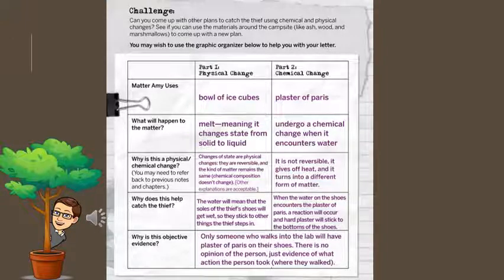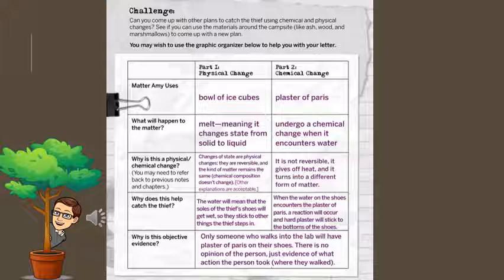So we know the physical change Amy used was a bowl of ice cubes to create the water puddles. The chemical change was the plaster of Paris, so they would get it on their feet, remember? What will happen to the matter? What happens to a bowl of ice cubes? We know that it melts. That's a physical change. And then for chemical change, we know the plaster of Paris undergoes a chemical change when it encounters that water. It starts to harden.